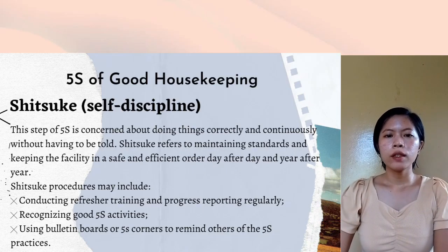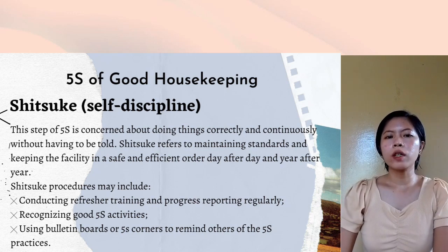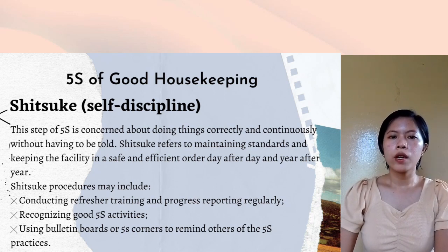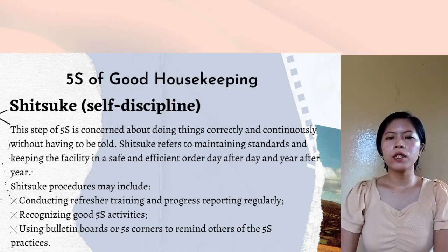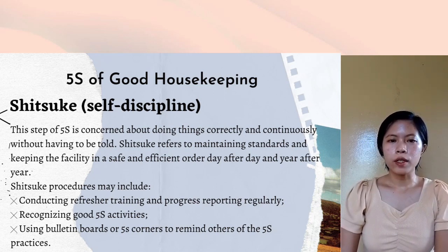Shitsuke or self-discipline, this step of 5S is concerned about doing things correctly and continuously without having to be told. Shitsuke refers to maintaining standards and keeping the facility in a safe and efficient order day after day and year after year. Shitsuke procedures may include conducting refresher training and progress reporting regularly, recognizing good 5S activities, using bulletin boards or 5S corners to remind others of the 5S practices.